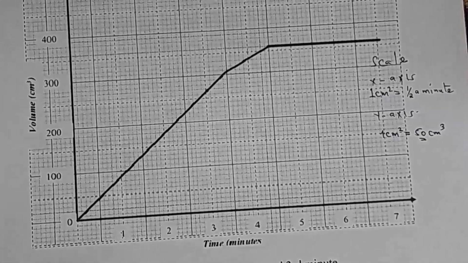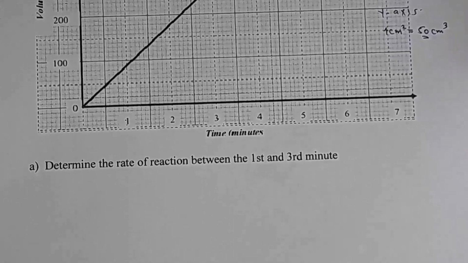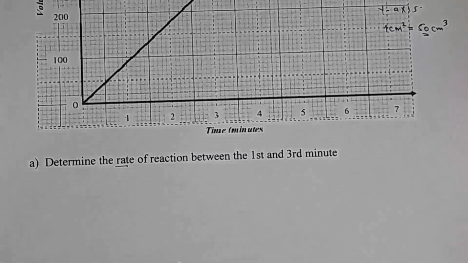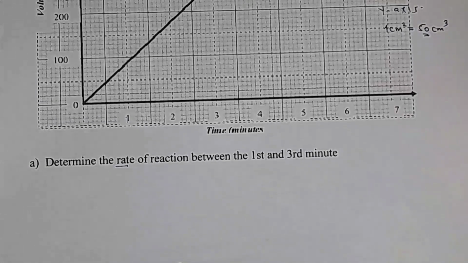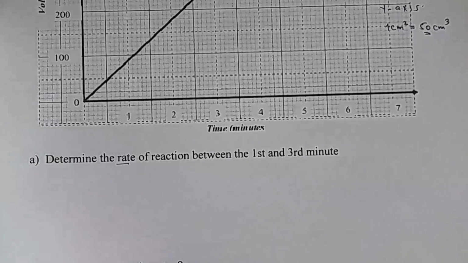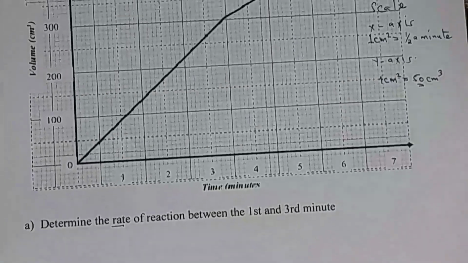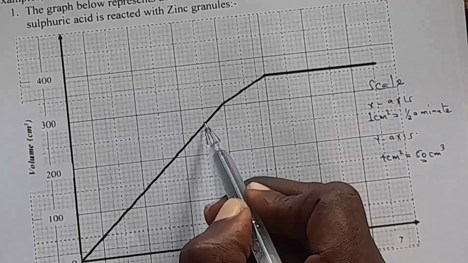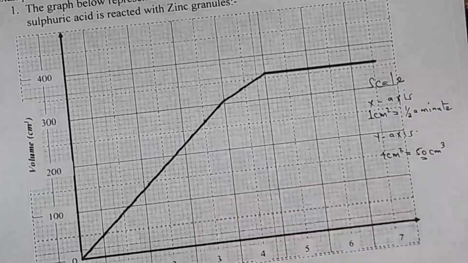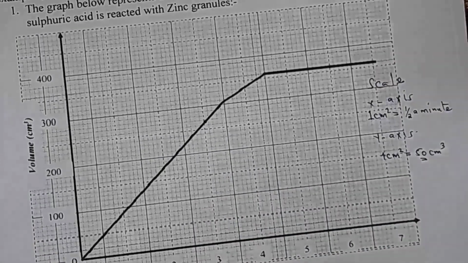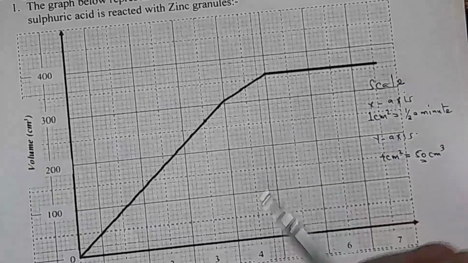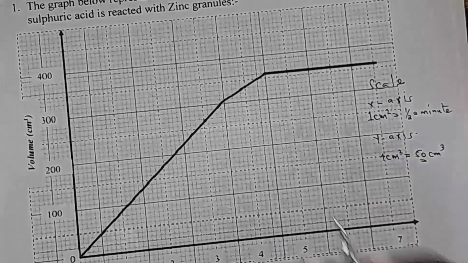Okay, next we go to part A of the question. We are told to determine the rate of reaction between the first and the third minutes. So we are supposed to look for the rate of the reaction between the first and the third minute. To do this question, we first go to the third minute. This is the third minute, and we see where it cuts the curve. It is here. So we want to know the volume of hydrogen when the time is 3 minutes. It is here.